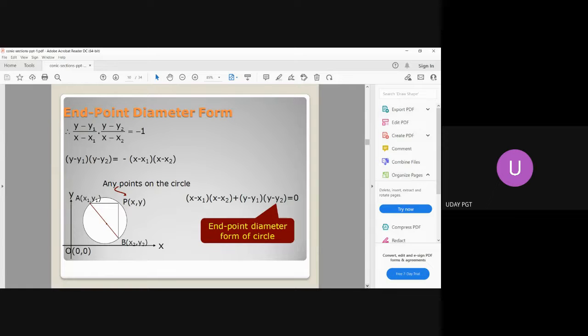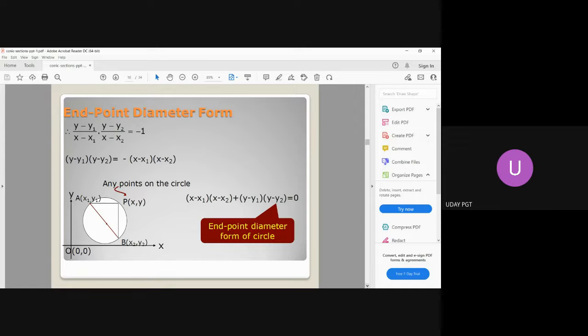On solving that, we are going to get the equation of the circle as (x minus x1)(x minus x2) plus (y minus y1)(y minus y2) equals 0. So this is the endpoint diameter form of the circle. It is not there in your textbook, but it will be helpful to you when you go for JEE Mains and Advanced type of examinations.